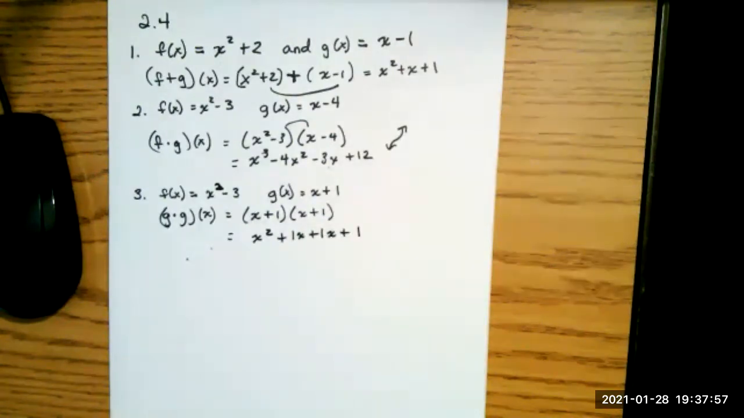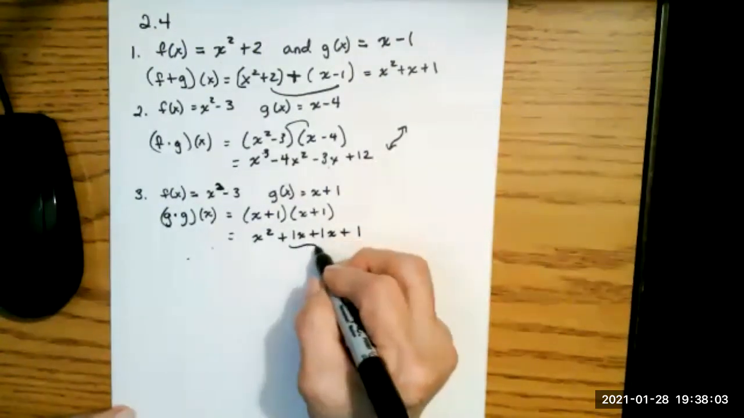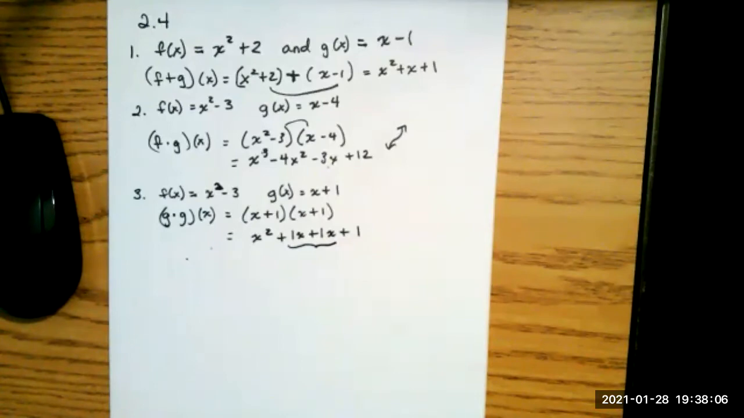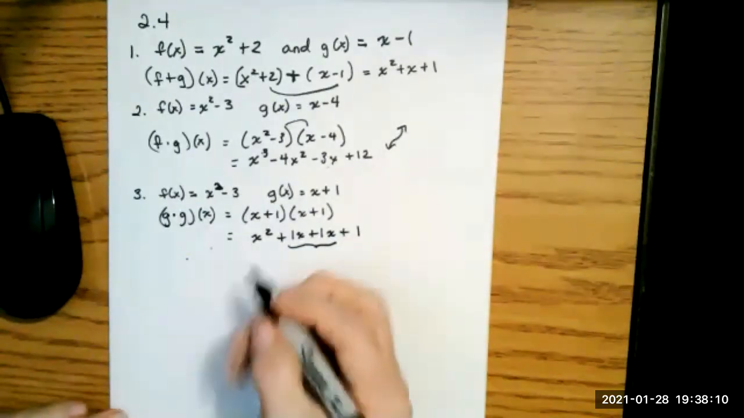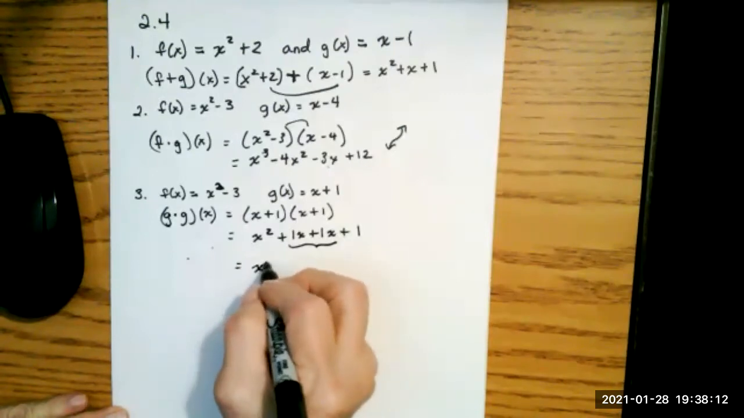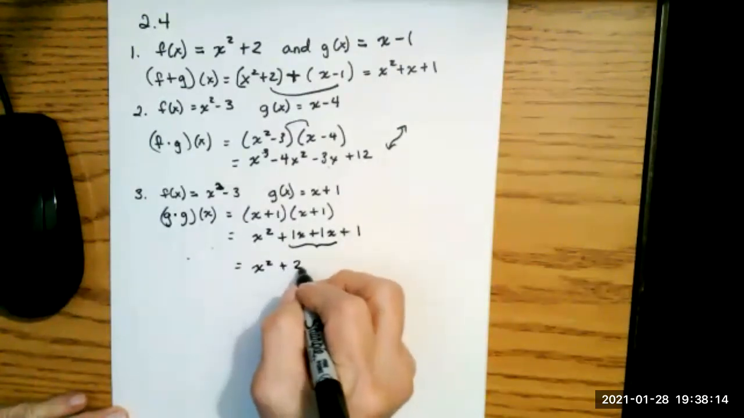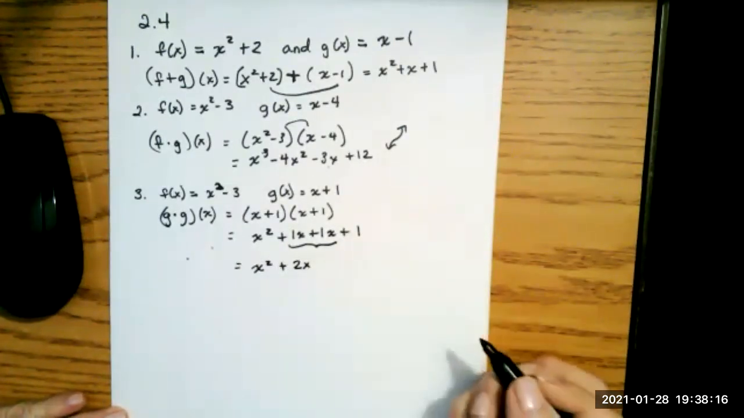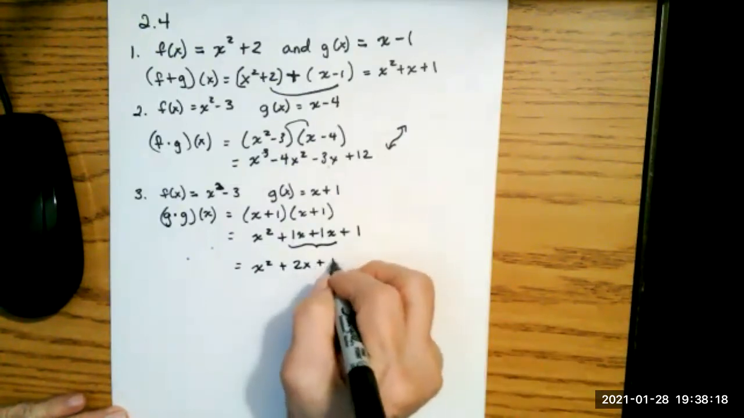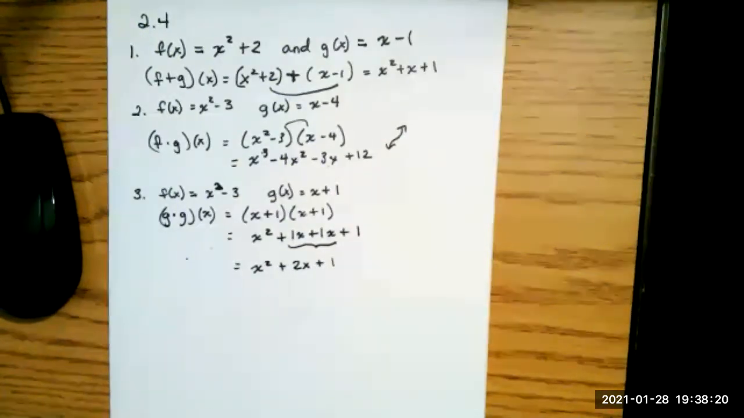So this one's a little different from number 2 because there are two things with x's in the middle that we could combine. So before I leave it, I'll have to change that to x squared plus 2x because 1x and 1x is 2x. Plus the like terms. Those are called combining like terms. Very good. Who said that?